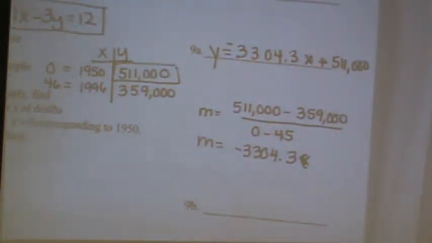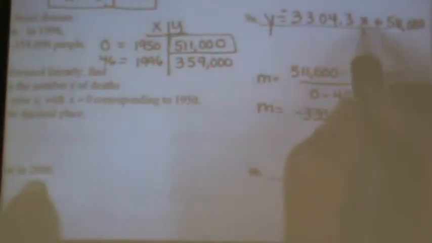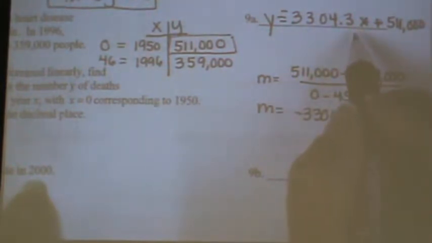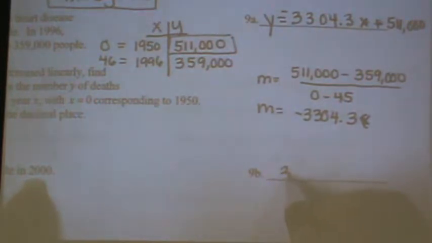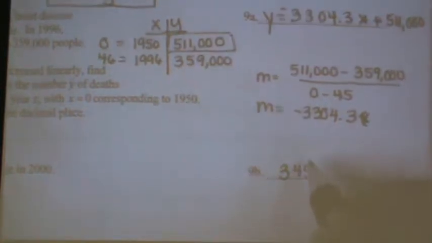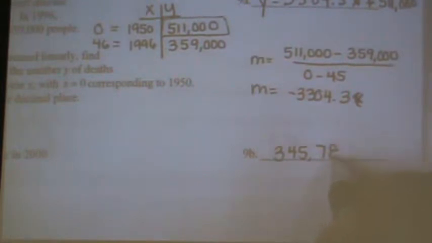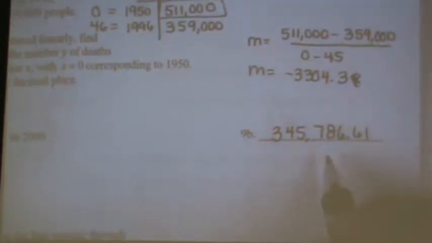And then it says estimate the death rate in the year 2000. So what number are we going to plug in for x into this formula? A 40. So 40 times this plus that, you should end up with 345,782, and you have a decimal, 0.61. Because they're talking about people, I would round up no matter what, even if it was 0.3. I would round up to 345,787 people.